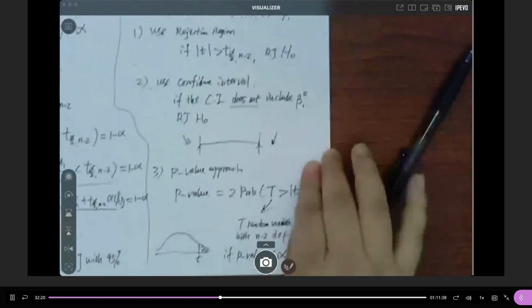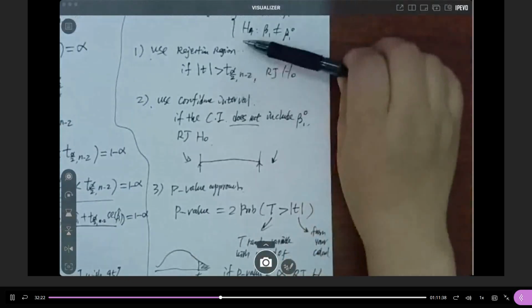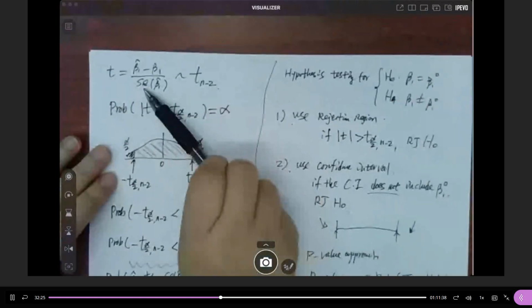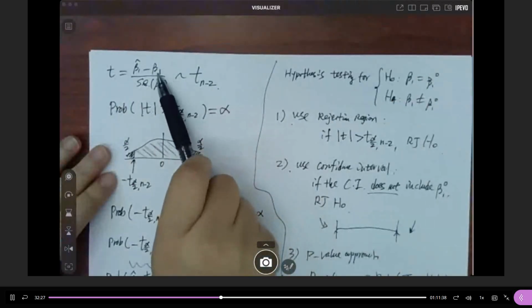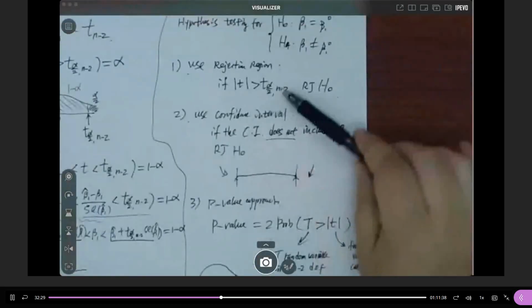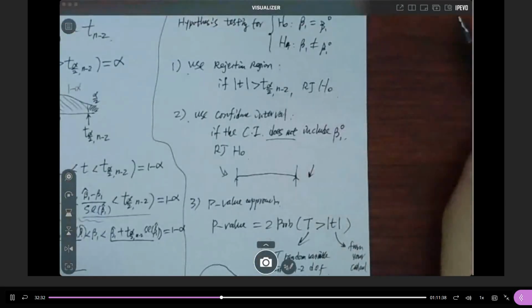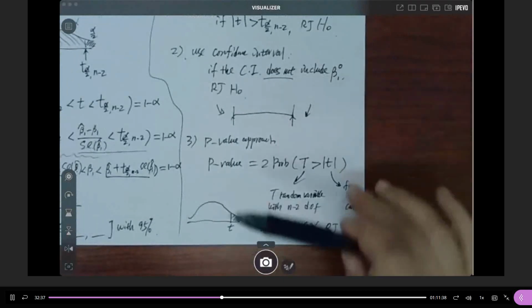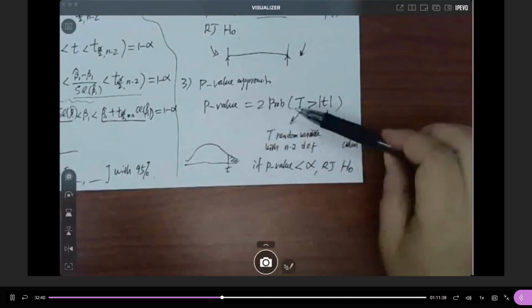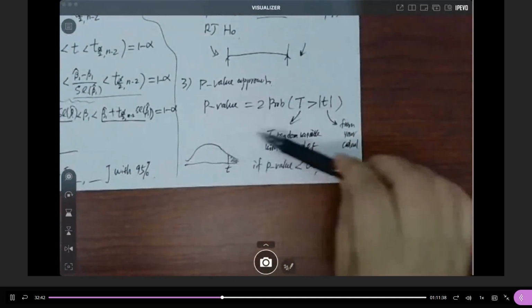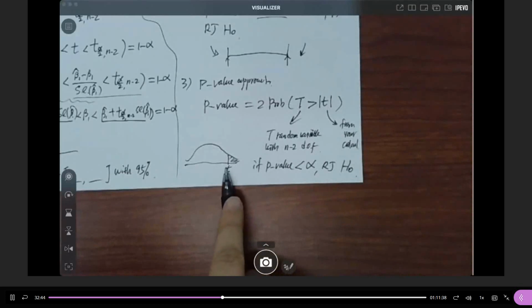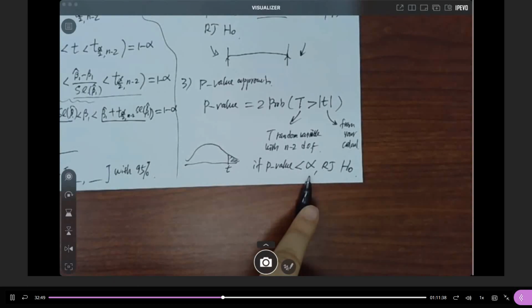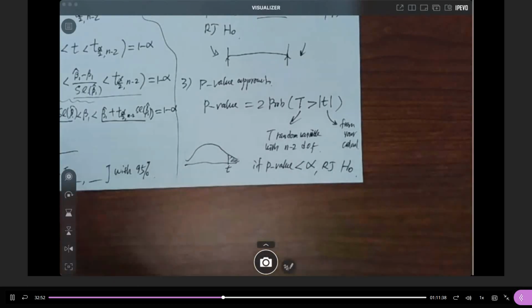So basically, you can have 3 ways to do hypothesis testing. Either use the direct rejection region: calculate the t-value like this, putting your hypothesis value beta 1 not in here. If it is greater than the cutoff value, reject. Or use confidence interval. If the confidence interval does not include the hypothesis value, reject. Or you can calculate the p-value. For a two-tailed test, the p-value equals 2 times the probability to observe a value greater than this. If the probability is too small, less than a specified alpha value, then you reject. Okay? Any questions so far?